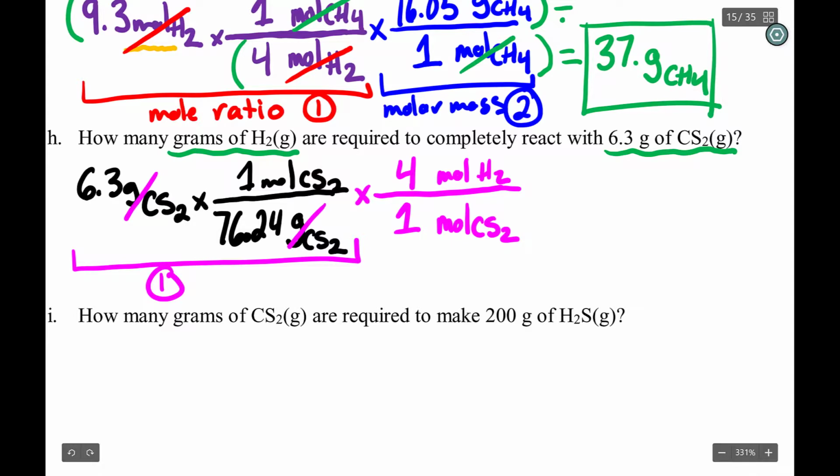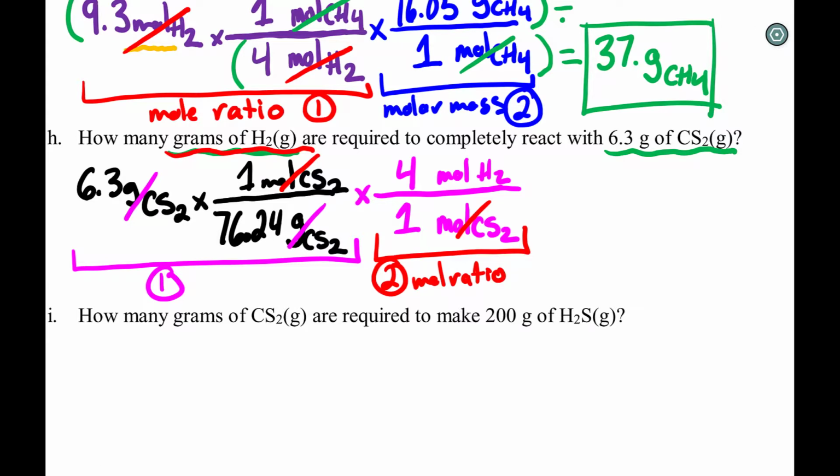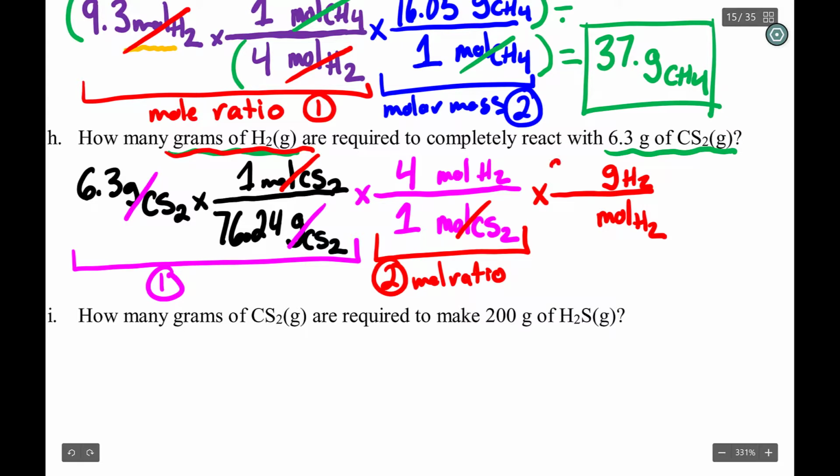The moles of CS2 will cancel and I'm left with moles of H2. Step number 2 is my mole ratio. Now the question is asking for grams of H2, so I need to do one more step and convert moles into grams. And what unit has moles and grams is molar mass. I want to cancel out moles, that goes on the bottom of this fraction, and what I want to get is grams, so it goes on the top of the fraction. There is 2.02 grams of H2 for every 1 mole of H2.